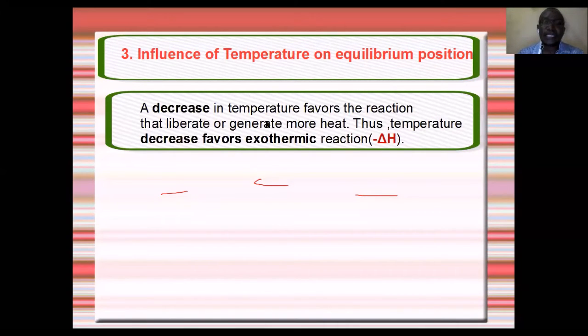How do you know that it is an exothermic process? The enthalpy change of that particular process will be given. If the enthalpy change has a negative value, then it is an exothermic process, and a decrease in temperature on this exothermic process will favor that particular process. So in short, exothermic processes will require cooling for more yield to be achieved.